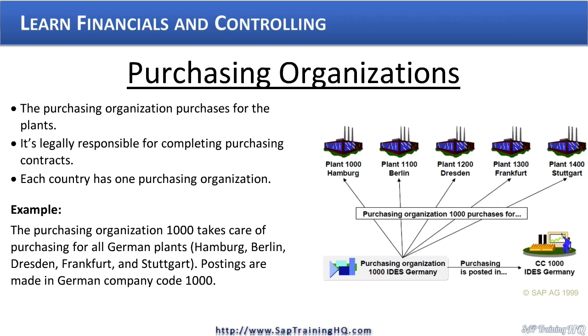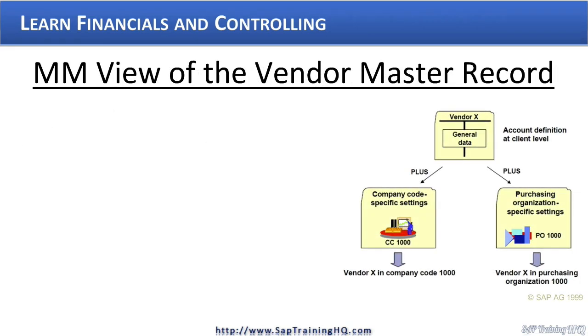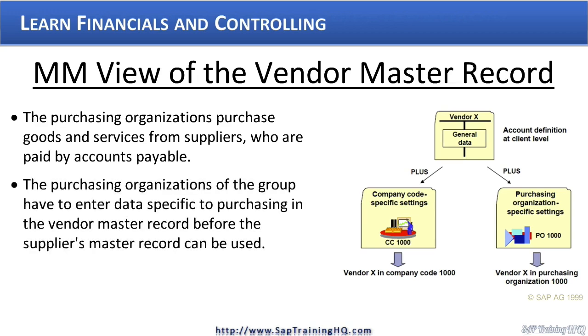Let's find out why it is essential to enter purchasing data in the vendor master record. As depicted in the image on this slide, vendor master creation includes three settings: general data, company code settings, and purchasing organization settings. The purchasing organizations purchase goods and services from suppliers, who are paid by accounts payable. The various purchasing organizations of the group have to enter data specific to purchasing in the vendor master record before the supplier's master record can be used.